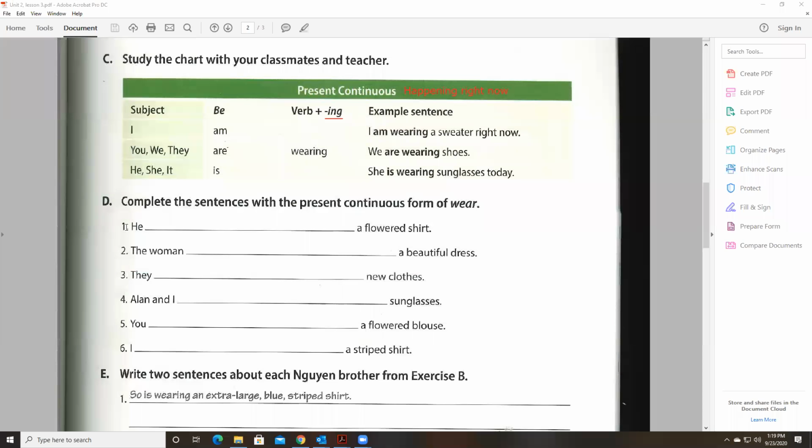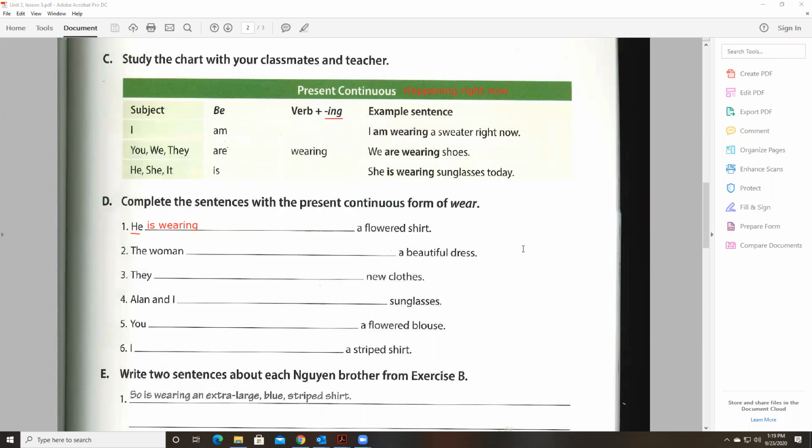So let's look at number 1. It said, complete the sentences with the present continuous form of wear. Our sentence starts with he. So we know we have to use our verb to be, is, and then our verb in present continuous, right? So he is wearing a flowered shirt.